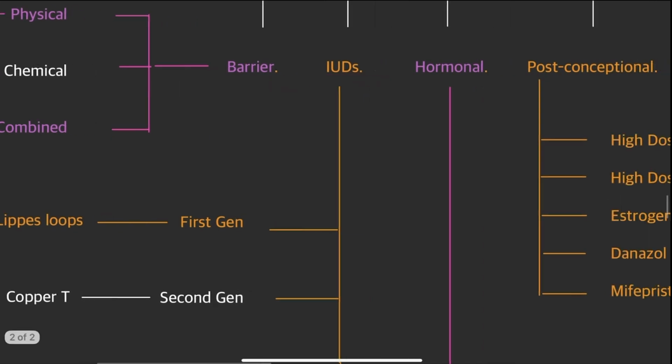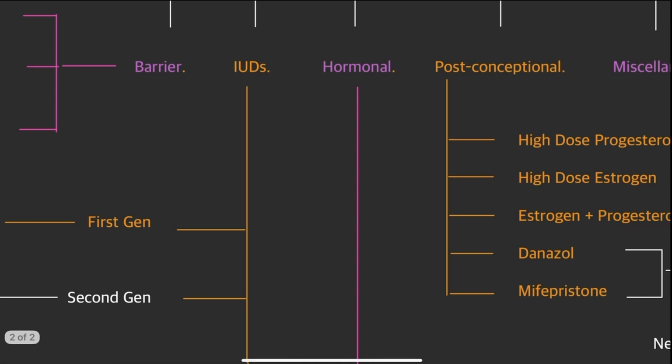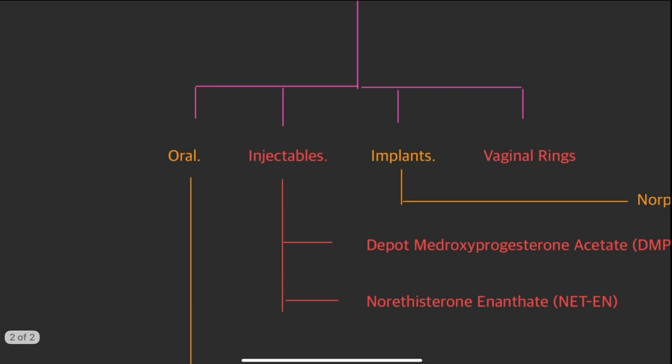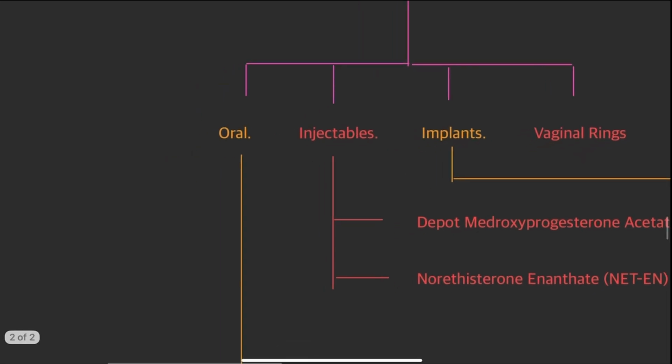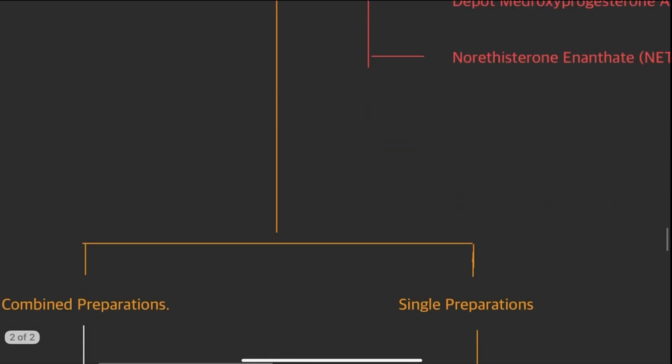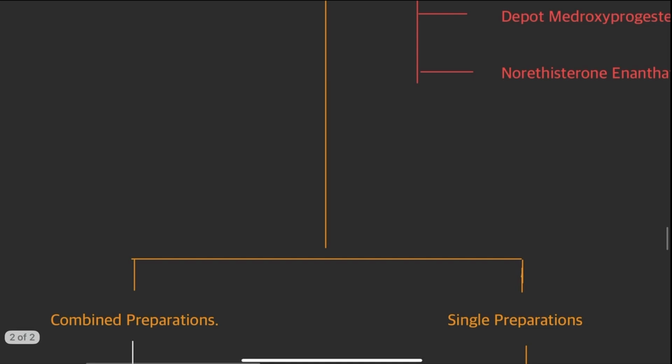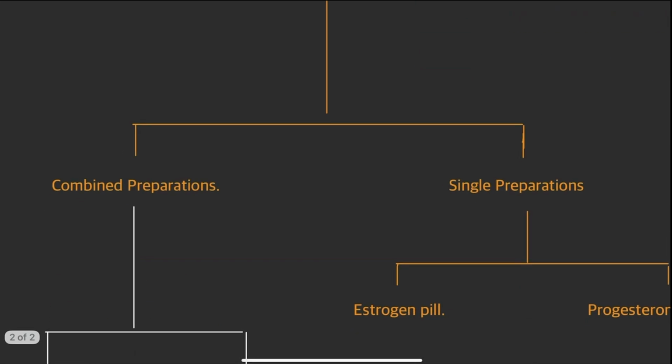Now let us move to hormonal methods. Let us trace this pink line. Hormonal methods are further subdivided into four methods, and they are oral, injectable, implant, and vaginal rings. Let us first discuss the oral method. Let us trace this yellow line, and we have two methods under oral method. One is combined preparation and the other one is single preparation. So oral tablets are available as combined preparations or single preparations.